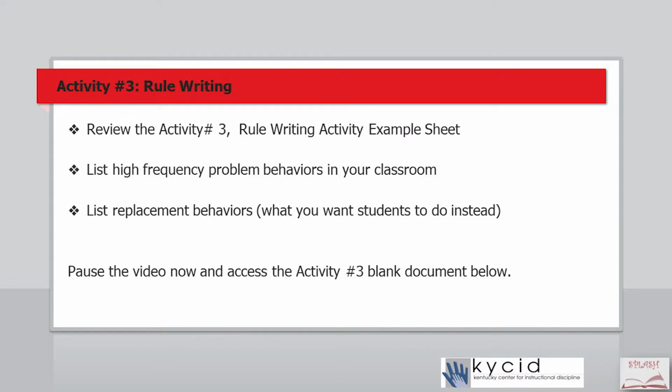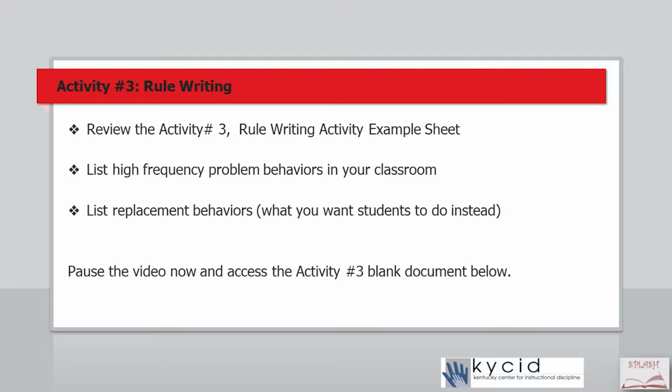One handout is completed as an example for you. The second handout is a blank form for you to complete to assist you in the development of your classroom rules. Both items for activity number 3 are located in the link below the slide. Complete the following steps for this activity.